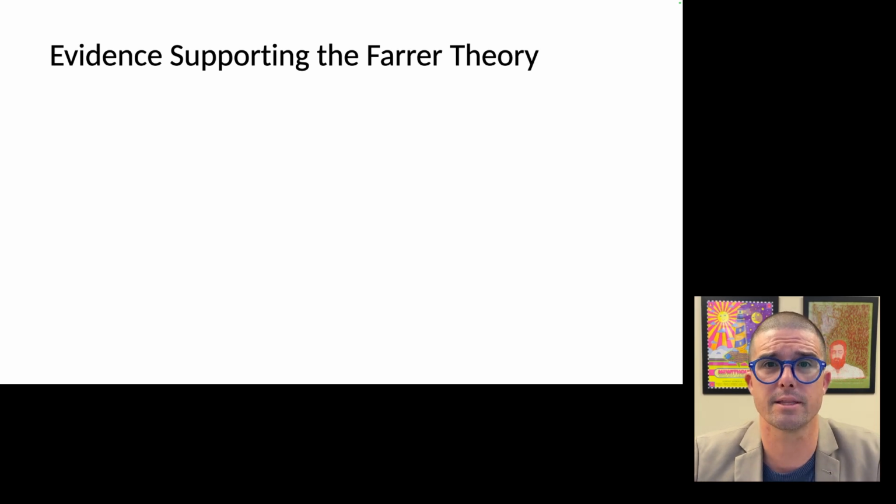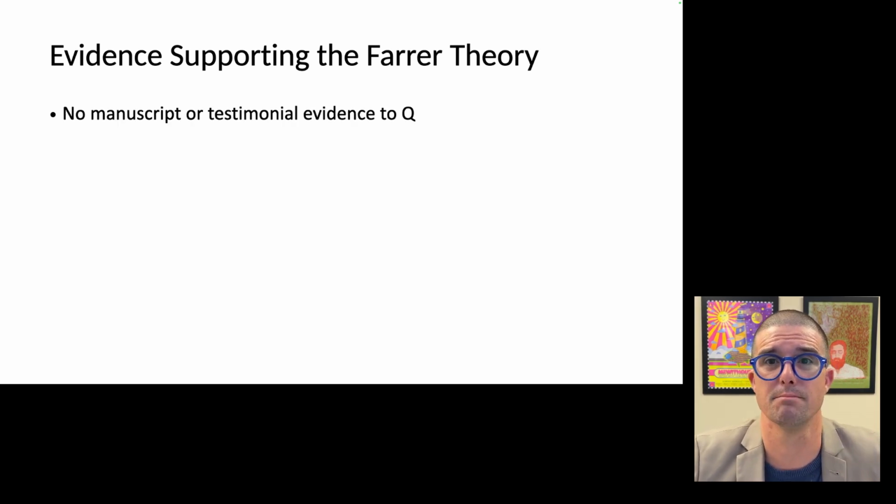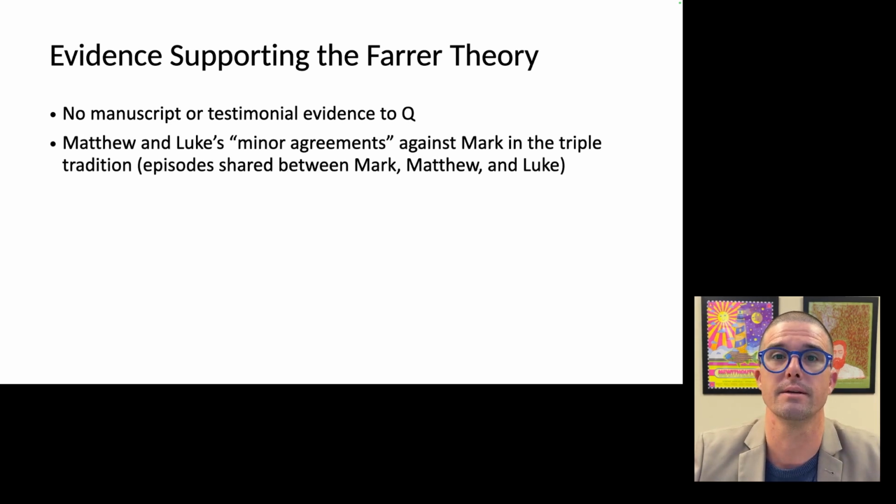The greatest strength of the Farrer theory is its simplicity. It doesn't require the existence of an additional lost document. There's not been a shred of manuscript evidence for a document like Q in any archaeological finds, and no one in the early church mentions a document that sounds like Q. If Q did in fact exist, it truly has been lost to history.